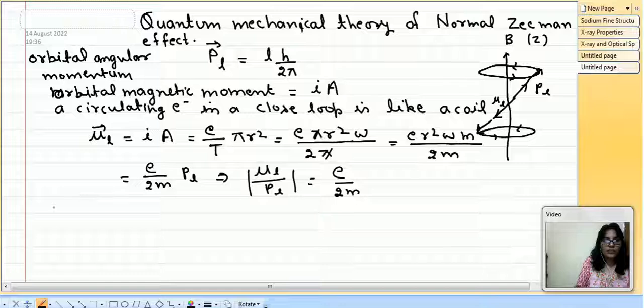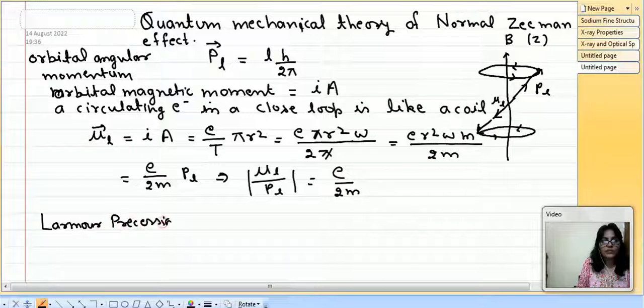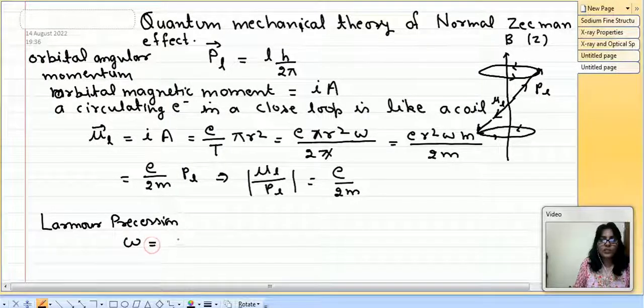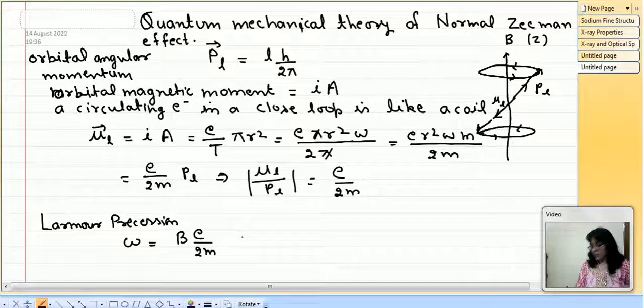So this is termed as Larmor precession. Larmor precession means when a magnetic field is applied in the z direction, then this PL vector starts to precess about the magnetic field. This is known as Larmor precession, and the frequency of Larmor precession is given as B into E by 2m. And B into E by 2m means E by 2m is mu l upon PL. So this is the frequency of the Larmor precession.